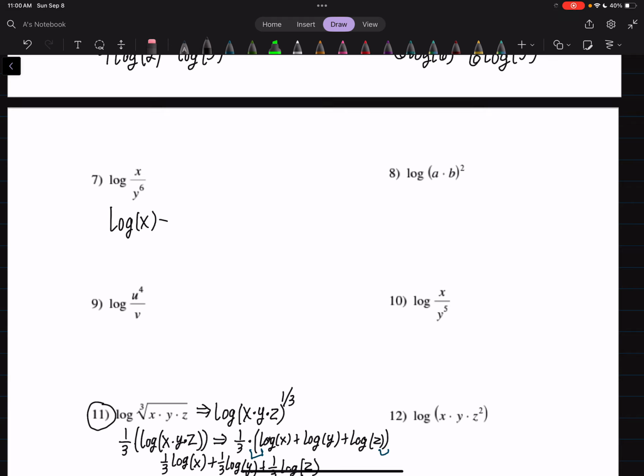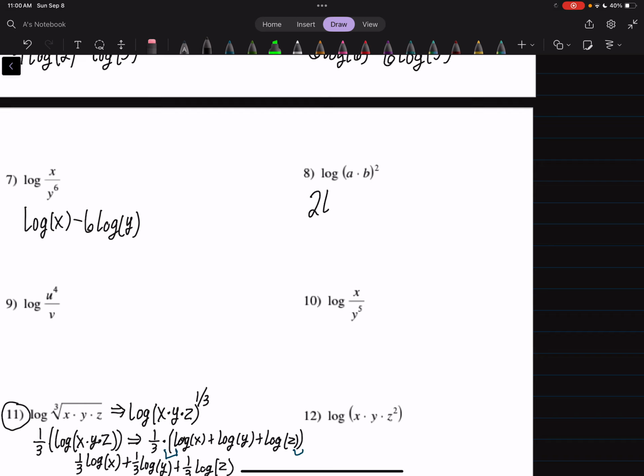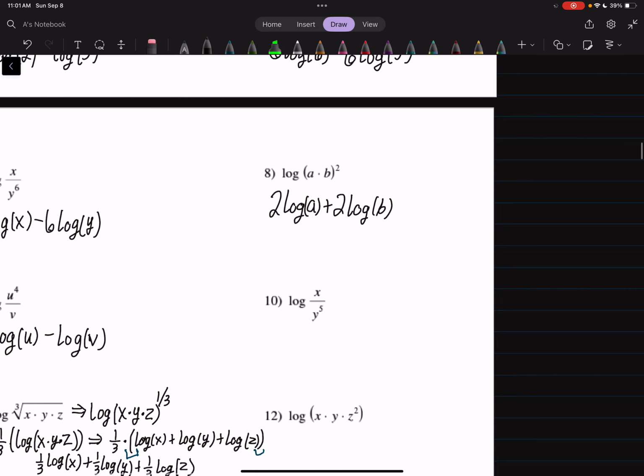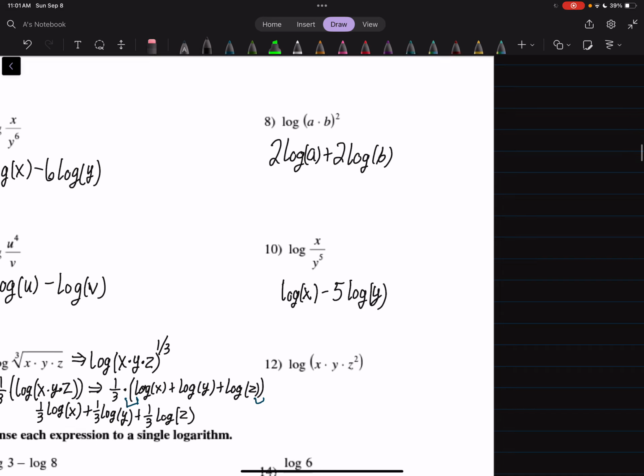Quotient rule, power rule, power rule, then product rule, quotient, then power, quotient, then power, product, then power.